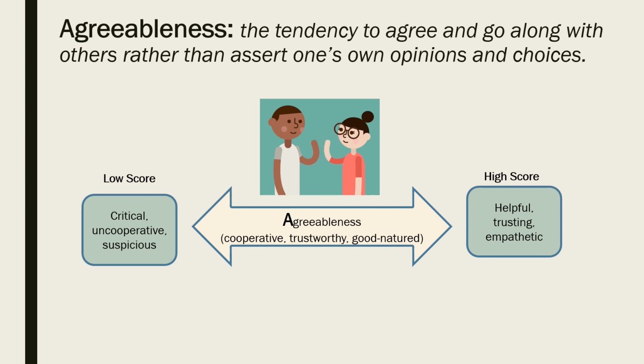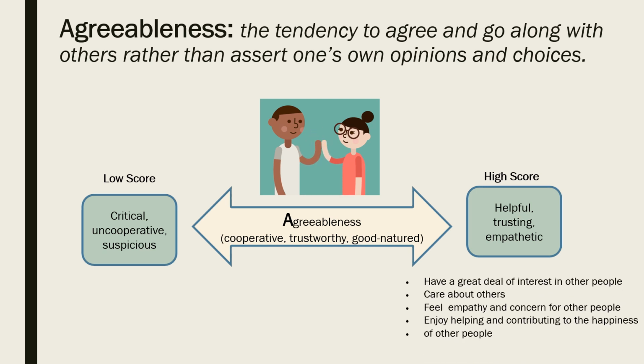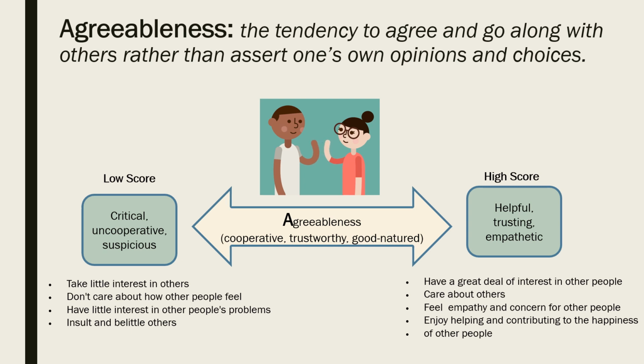This personality dimension includes attributes such as trust, altruism, kindness, affection, and other pro-social behaviors. People who are high in agreeableness tend to be more cooperative, while those low in this trait tend to be more competitive and even manipulative. Other characteristics of those high in the trait of agreeableness include feeling empathy and concern for other people, whereas those low in this trait tend to have little interest in the feelings or problems of others.